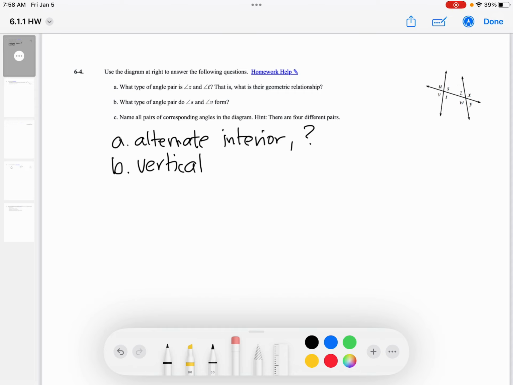Last question, name all the pairs of corresponding angles in the diagram. Remember, corresponding angles: if I dragged you down the transversal, what angle would be in the same relative position? So Z and U are corresponding to each other. How about S? If I dragged S down the transversal, it would be in the same relative position as X. If I dragged V down, it would be in the same relative position as W, and T would be in the same relative position as Y.